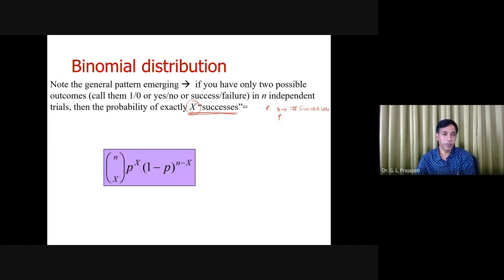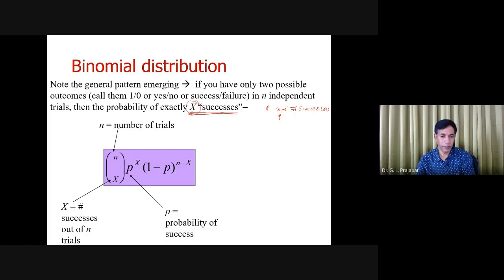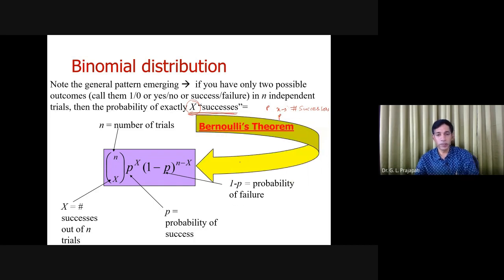How many total observations? You have n observations, like n tosses of coins, the number of trials. X denotes the number of successes out of the n trials. So you have n trials, and out of n you have x successes. Probability of success is p, like earlier 1 by 2, and how many times does success come? Like 3 times. And 1 minus p is the probability of failure. This is actually the Bernoulli theorem.